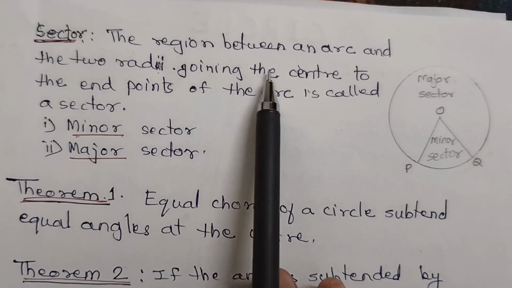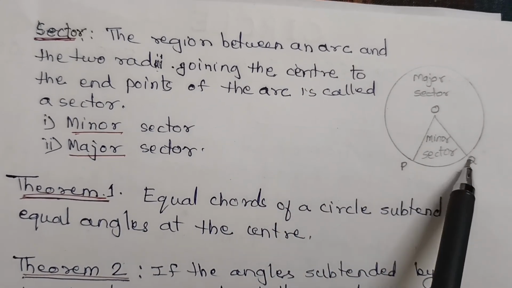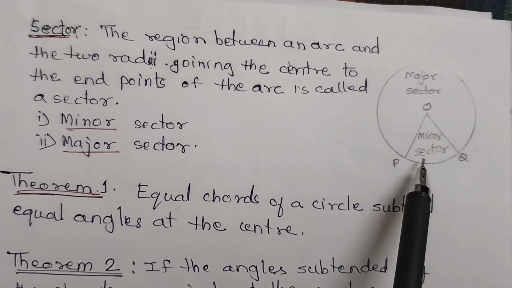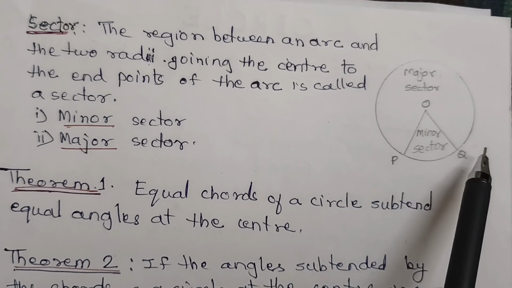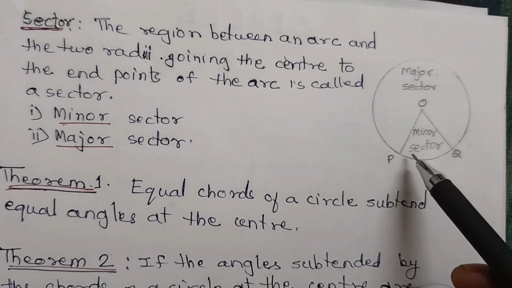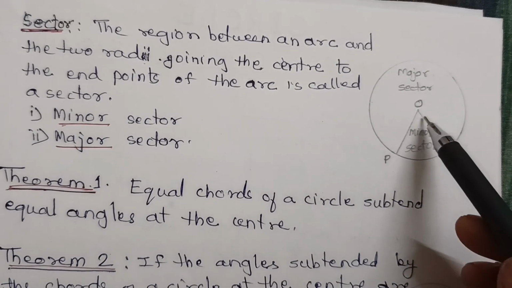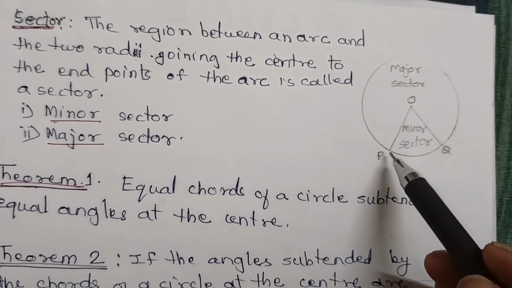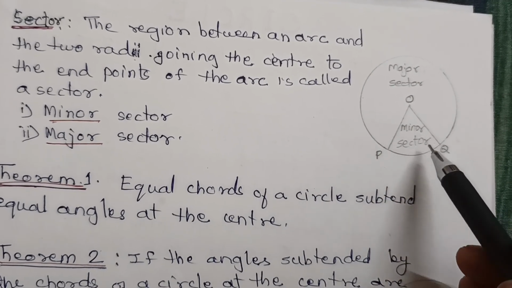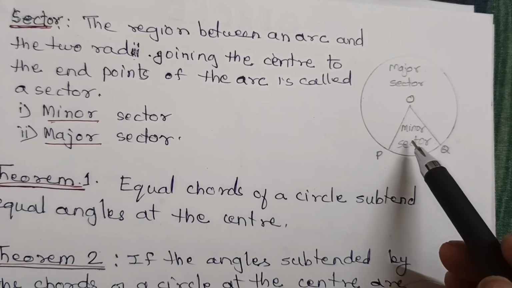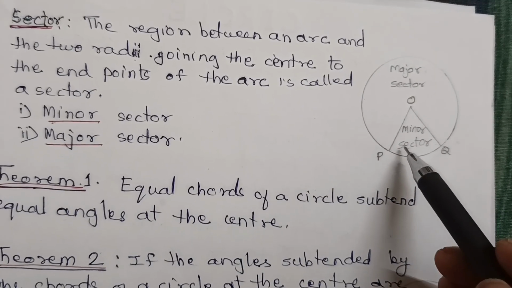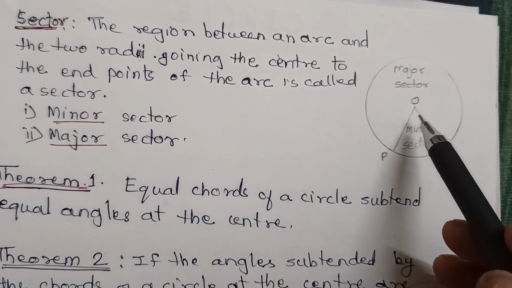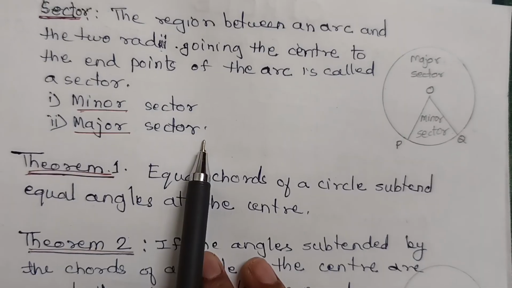Now the sector. The region between an arc and the two radii joining the center to the end points of an arc is called a sector. The region between the arc and the two radii joining at the center to the end points of the arc means this region is called a sector. The smaller one is a minor sector and the bigger one is the major sector.